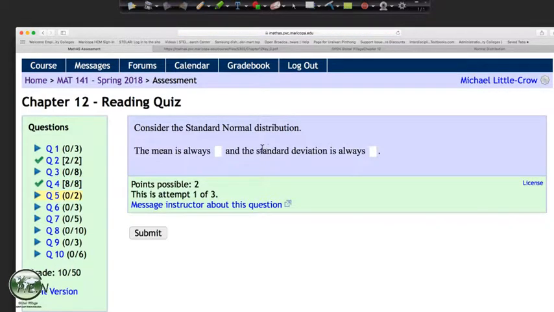Consider the standard normal distribution. The mean is always blank and the standard deviation is always what? Standard norm. So once we standardize it, good. It's always going to be 0 in the standard curve. So we change the data value into a z-score of 0. And what is always the standard deviation? 1. Exactly. We make it become 1.